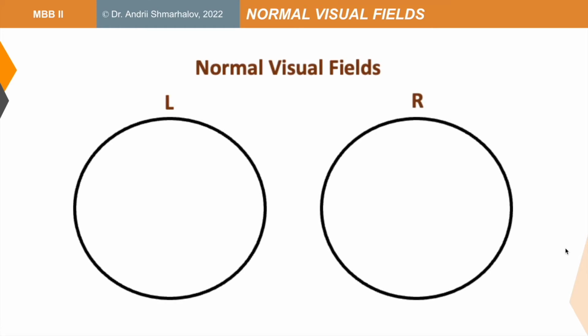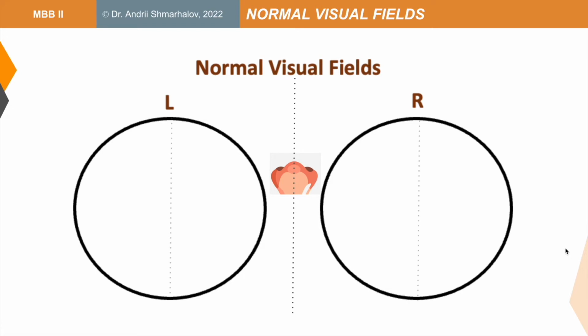Usually, the normal visual fields are represented as two white or empty circles with a black border. Respectively, the circle on your left represents the visual field for the left eye, and the circle on your right represents the visual field for the right eye. Between the circles, we can draw a midline which passes through the nose. So it looks like you are looking from the point of view of the patient.